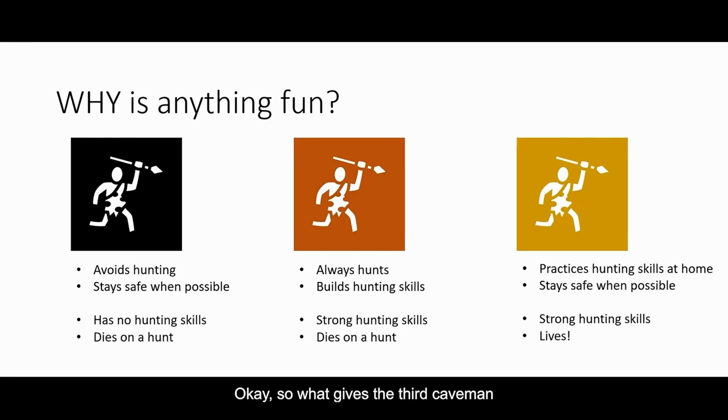Okay, so what gives the third caveman the incentive to build those skills? Well, how about if he actually finds those activities fun to do, just inherently on their own? What we're describing here fundamentally is play. And this is actually far older than humans. Many animals will play when they're young as well. It's instinctive. And most animal play activities, when you look at it, are exactly this. They're practicing adult skills like hunting, running, and fighting. And they practice this because they find it fun.